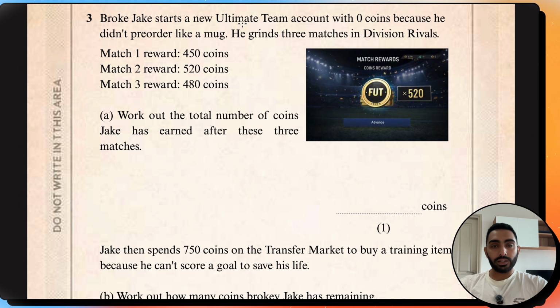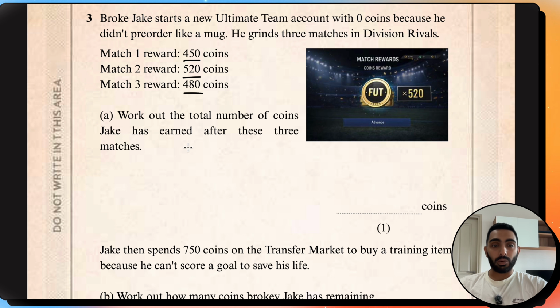Question 3. Broke Jake starts a new Ultimate Team account with 0 coins because he did it pre-order like a mug. He grinds 3 matches in Division Rivals. The match 1, he gets 450 coins. Match 2, he gets 520. And match 3, 480. Work out the total number of coins Jake has earned after these 3 matches.